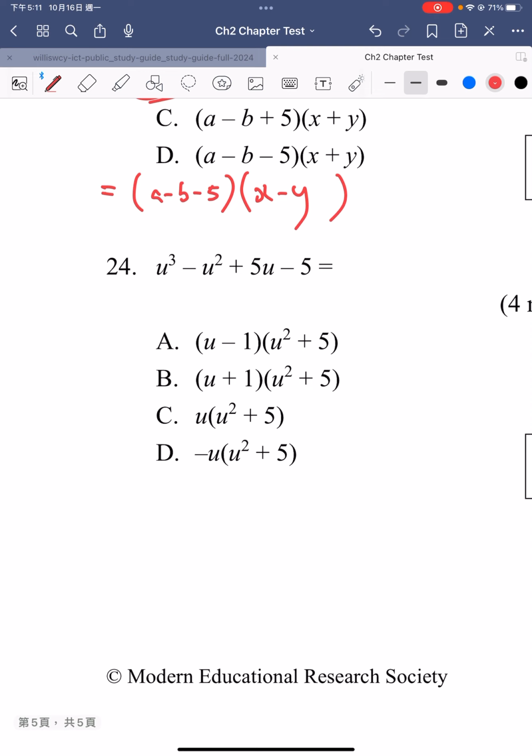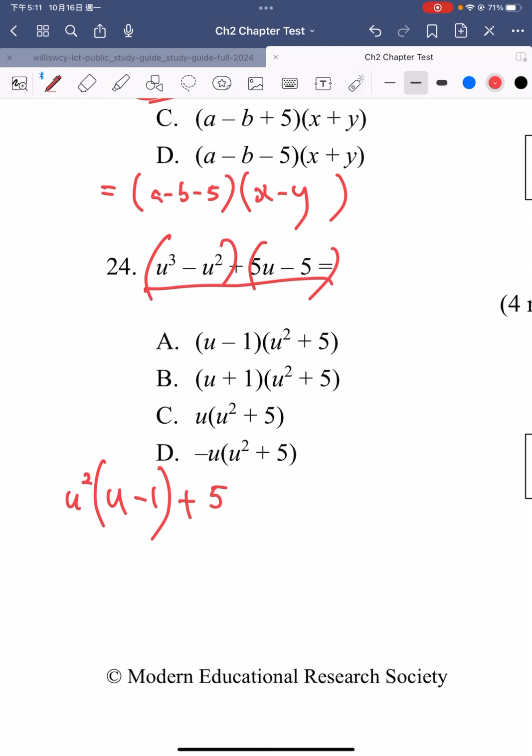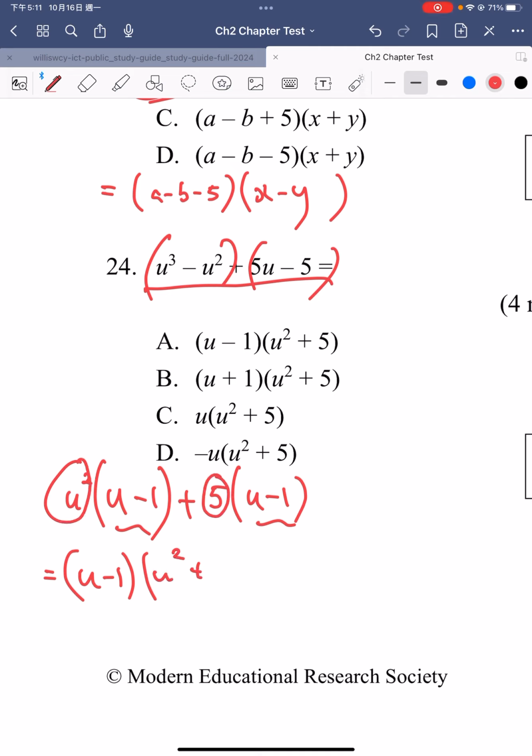So for question 24, there's no common factor in the 4 terms, but if we group them in 2, we can take out u squared: u cubed taking out u squared gives u, and u squared taking out u squared gives 1. Now for 5u minus 5, we take out a common factor 5, and what we are left with is u minus 1. So u minus 1 is the common factor, we take it out. Then we take out the remaining terms, we have u squared plus 5. So the answer is going to be A.